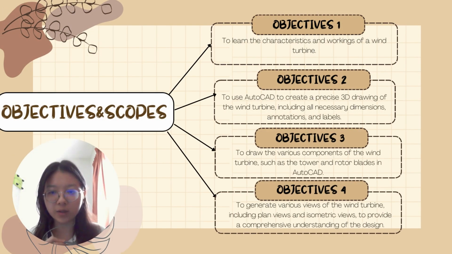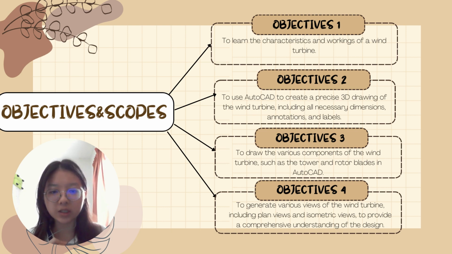Timmy, and I'm going to continue the presentation with the objectives and scope. The first objective is to learn the characteristics and workings of a wind turbine. The second objective is to use AutoCAD to create a precise 3D drawing of the wind turbine, including all necessary dimensions, annotations, and also labels.